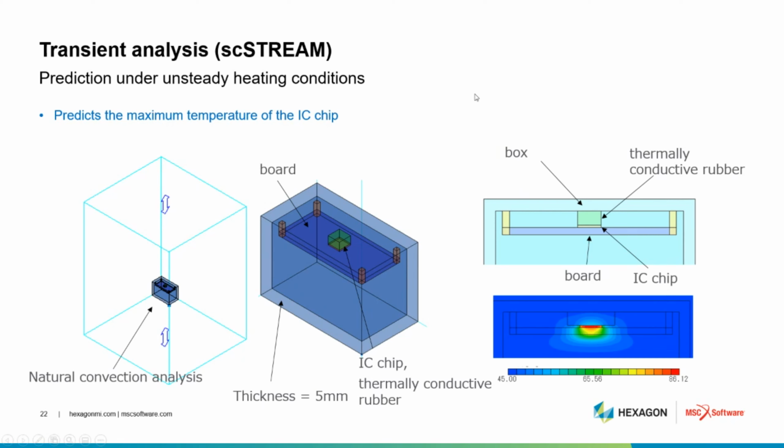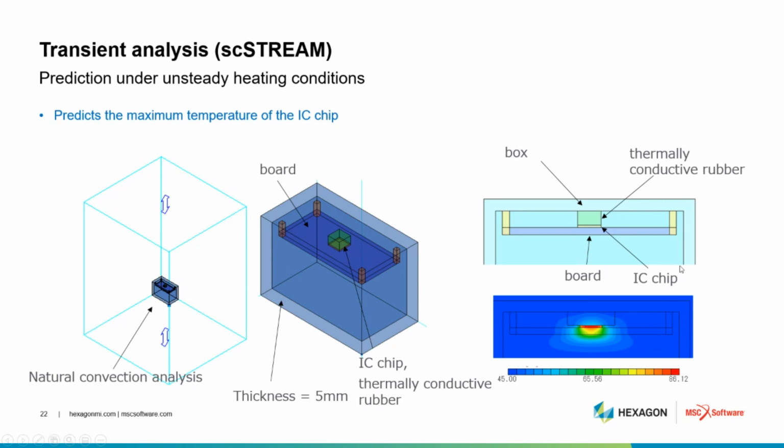Another case is transient analysis, actually thermal transient analysis. We want to predict the maximum temperature of the IC chip. We can see here the system we want to model for CFD simulation. Here is a board. We have an IC chip as a heat source, and we have a thermal conductive rubber, and we have a box around that. We use natural convection to model that, and we need a space around it to model natural convection.